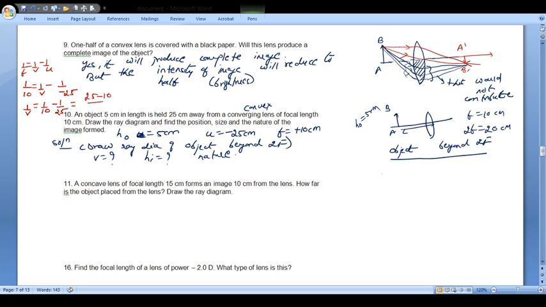25 minus 10 upon 25 into 10. This answer will be 15 upon 25 into 10. 5 3s are 15, 5 2s are 10. So it is 3 upon 50. So here you will find that V is equal to 50 upon 3 centimeters.